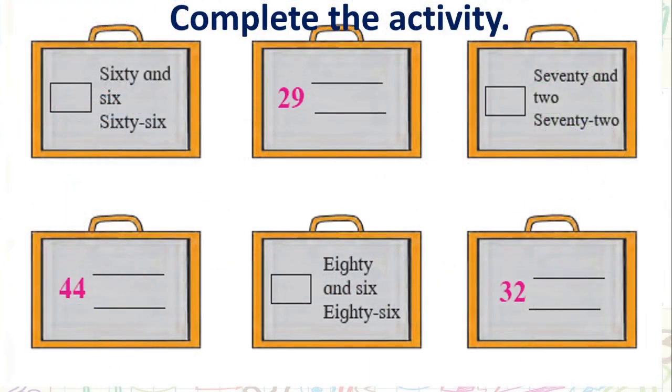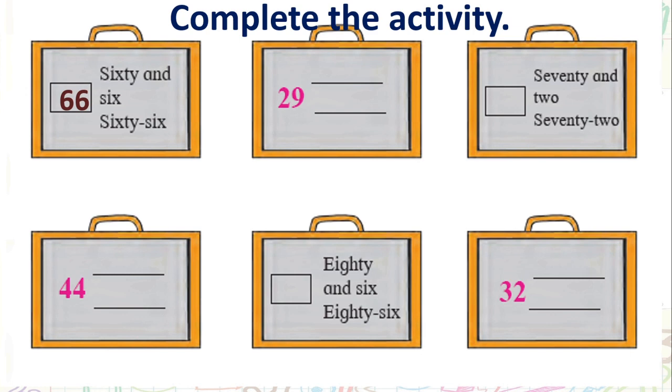One more activity here. Here you can see the slates, right? And here also we can see numerals and number names. Some slates have numbers and some have number names. We will fill the blank whatever is necessary. Okay, first one, 60 and 6, 66. Say this, right? Double 6, 66.